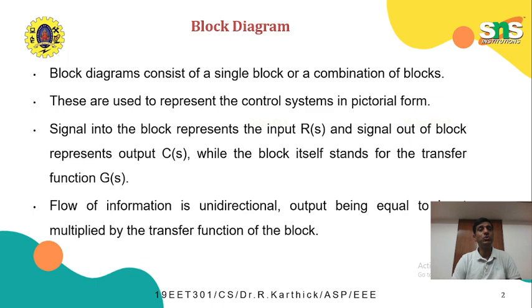The signal into the block represents the input R(S), and the signal out of the block represents the output C(S), while the block itself stands for the transfer function of the system. In a block diagram, the signal flow is unidirectional. That is, it can flow only in one direction, so the output is equal to the input multiplied by the transfer function of the block.